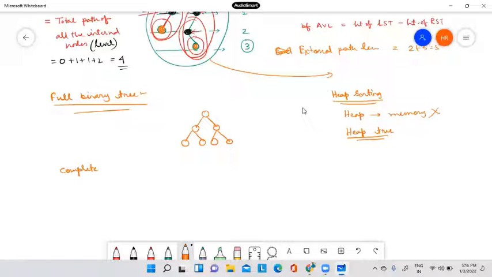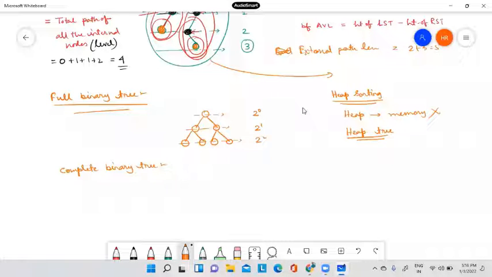So there are two different types of binary trees, you can say. One is the full binary tree. This is the picture of a full binary tree, each and every level having the maximum number of nodes. This is level 0. What is the maximum number of nodes? 2 to the power 0. For this, 2 to the power 1. For this, 2 to the power 2. So every level having the maximum number of nodes. This is called a full binary tree.